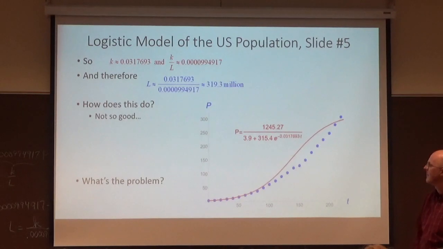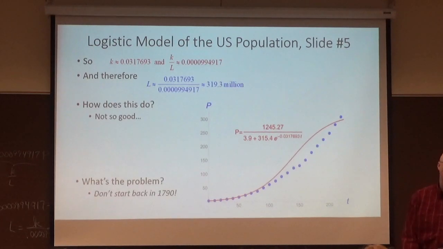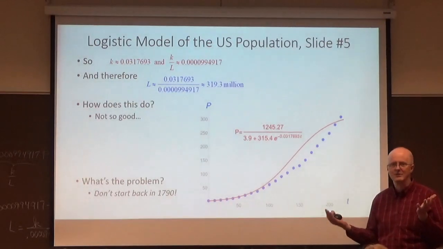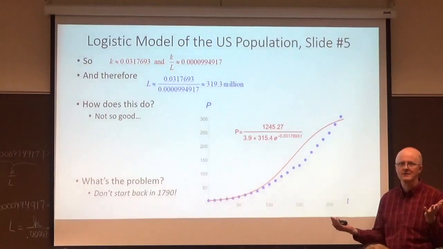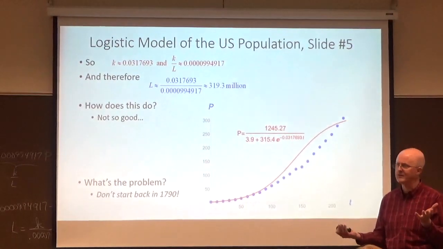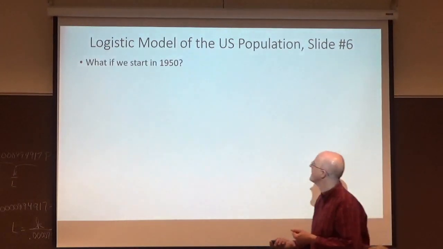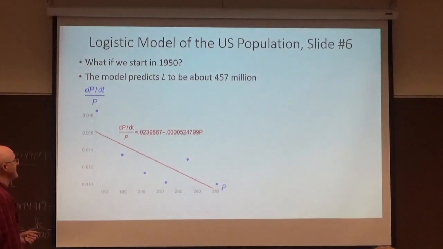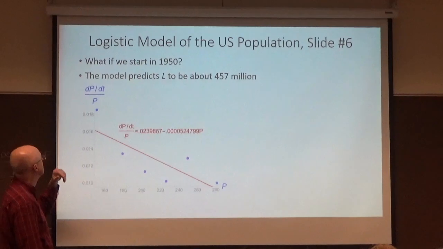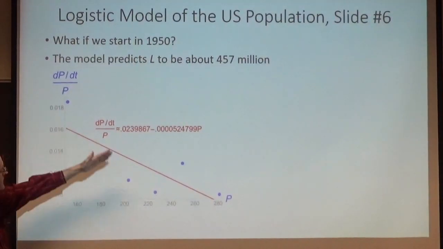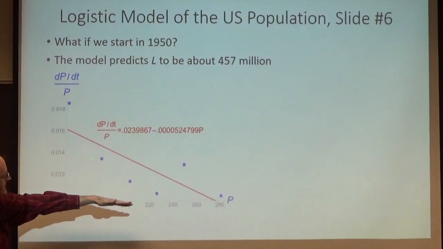What's the problem? We should probably not start way back in 1790. Things were just too different back then. Life was too different. Birth rates were too different. The last 70 years is probably a better thing to use. Here's the data from just the last 70 years. Once again, the instantaneous relative rate of growth versus the population itself.